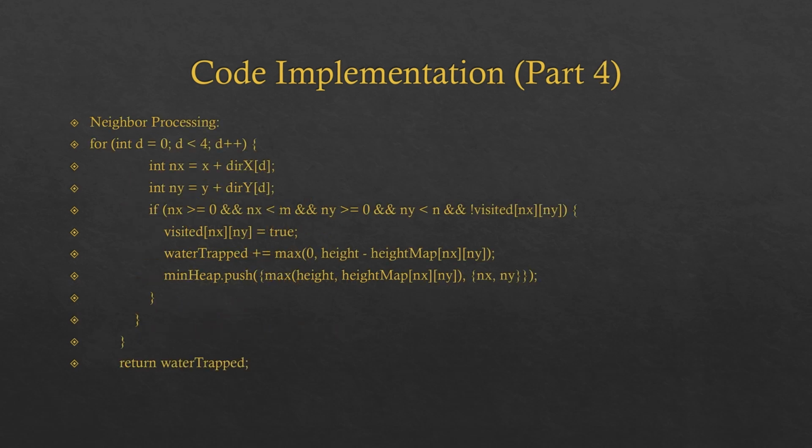This slide handles the logic for processing each neighbor. For every unvisited neighbor, if its height is smaller than the current height, we calculate how much water can be trapped there. The trapped water is added to the total count and we update the neighbor's height, pushing it back into the priority queue.